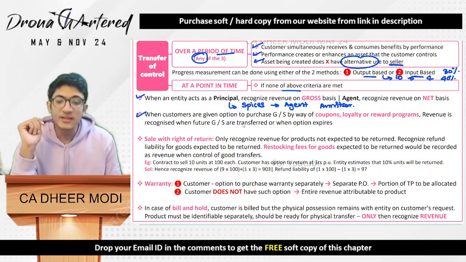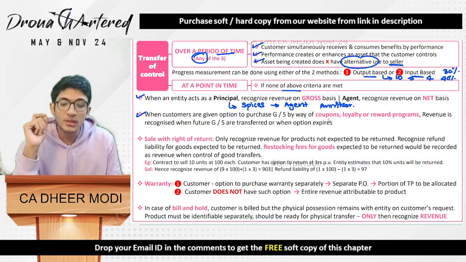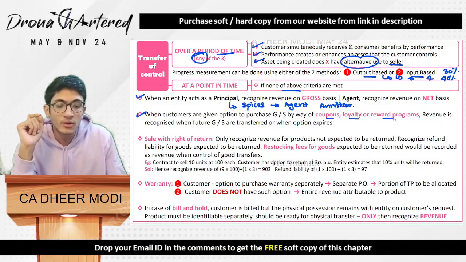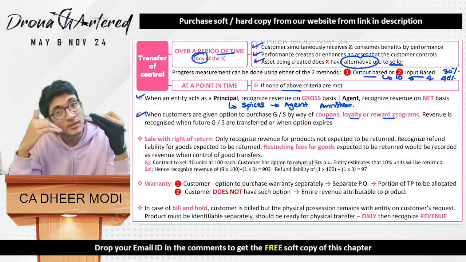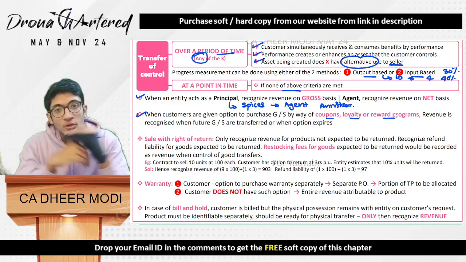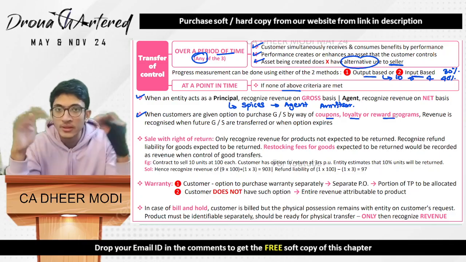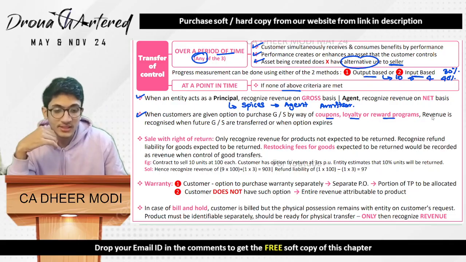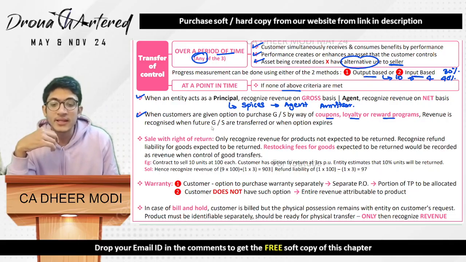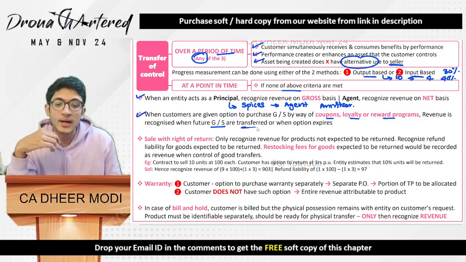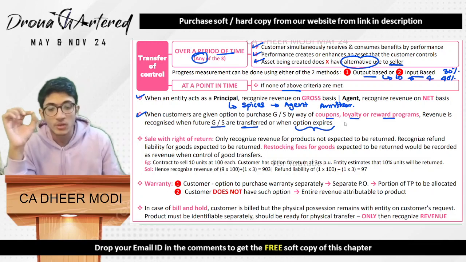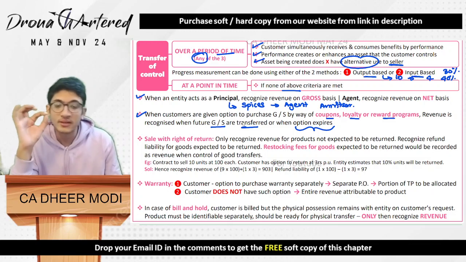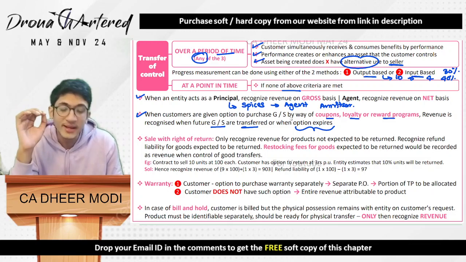When customers are given an option to purchase goods or services by way of coupons, loyalty or reward programs, say for example, you take a credit card and they say, for every 100 rupees you spend, we will give you 1 rupee and this 1 rupee you can spend later. In such a case, revenue is recognized when the future goods or services are transferred or when the option expires. This revenue will be recognized only when the goods or services are actually transferred.